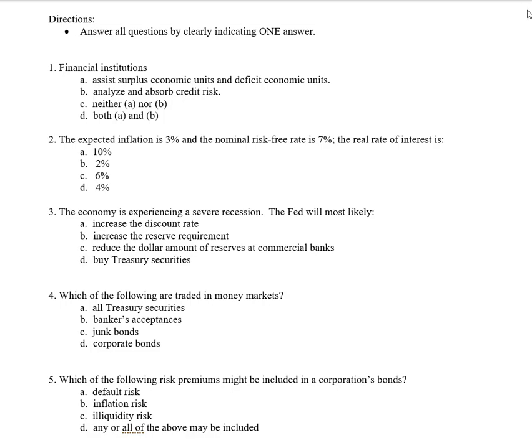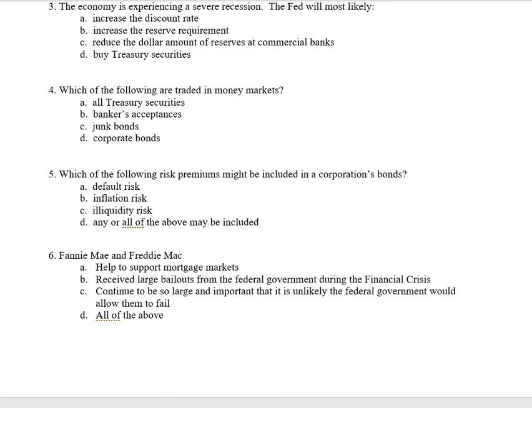Number 4, which of the following are traded in money markets? Now, some of these are traded in money markets some of the time, but only one answer is traded all of the time in the money markets, and so that's the best answer. All Treasury securities is incorrect. Some Treasury securities are traded in money markets, but not all. So A is incorrect. B is the correct answer. Bankers' acceptances are always money market instruments. They're always short-term in nature.